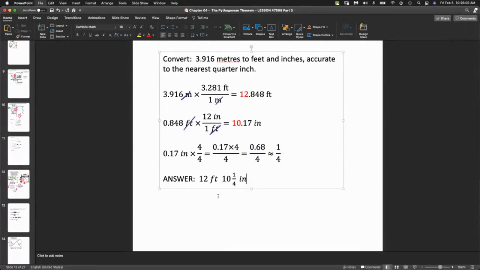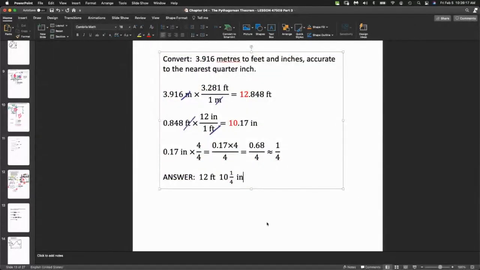What do you think? I'll do 1/8 of an inch next, Ram. Don't worry. Let me know in the chat. Did you understand that? Did you like that? Did it make sense? What's going on there? Anybody?